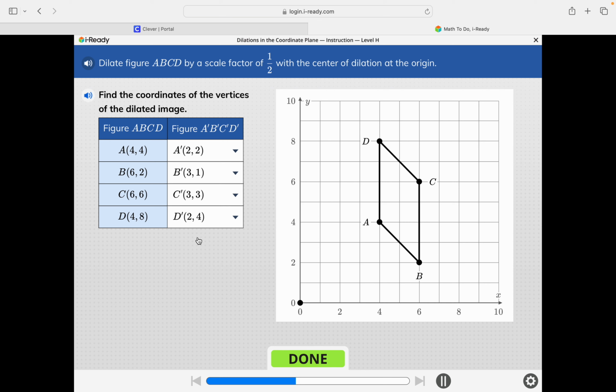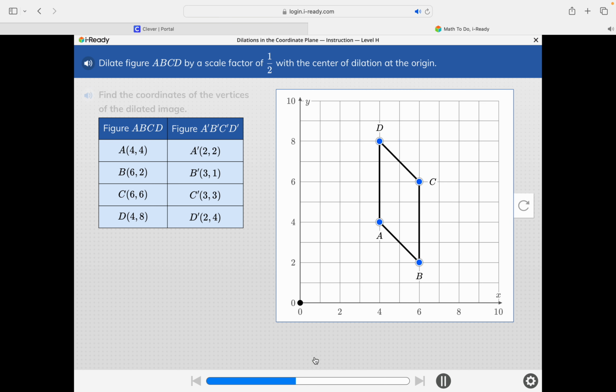Graph figure A prime, B prime, C prime, D prime. Graphing.